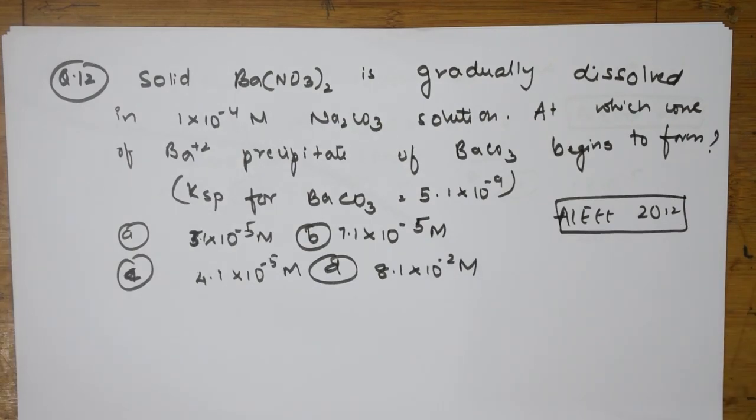In this 12th question, what did they give me? Solid barium nitrate is gradually dissolved in 10 to the power of minus 4 molar sodium carbonate solution. At which concentration of Ba+2 does the precipitate of barium carbonate begin to form? The KSP for barium carbonate is given as 5.1 into 10 raised to the minus 9. This is an AIEEE 2012 question, and I need to find the concentration of Ba+2 at which the precipitate forms.